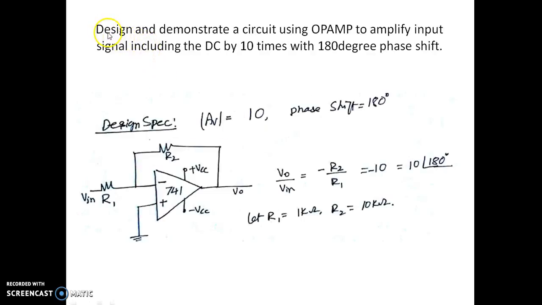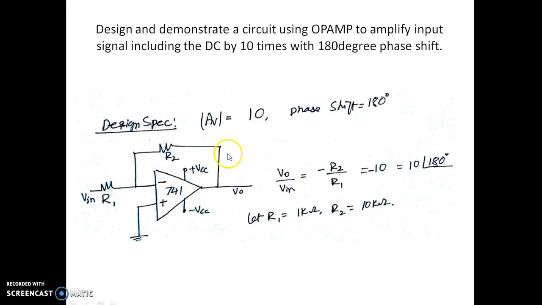And in this video, design and demonstrate a circuit using an op-amp to amplify the input signal, including the DC, by 10 times with a 180-degree phase shift. Since you're asked to design an amplifier which can amplify the DC also by 10 times with a phase shift of 180 degrees, we are looking for a design specification of Av equal to 10 volt per volt and a phase shift of 180 degrees.